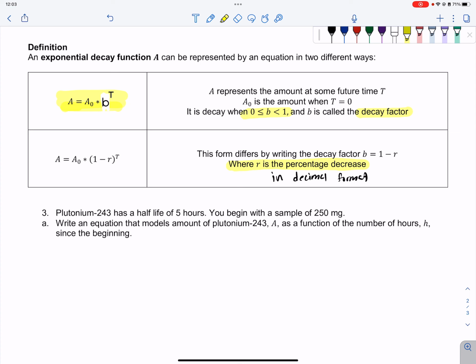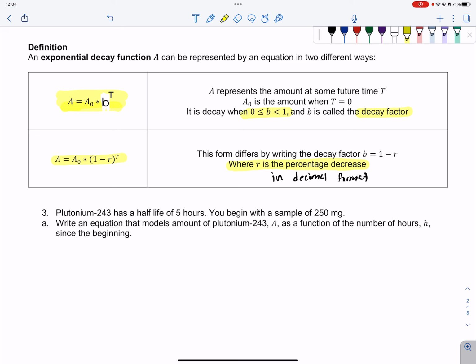And then for our percentage decrease formula here, we have a equal to a naught, or a0, times 1 minus r raised to the t power. And we're using 1 minus r for this because we are decreasing, so we are taking away our rate, essentially, from the 1.